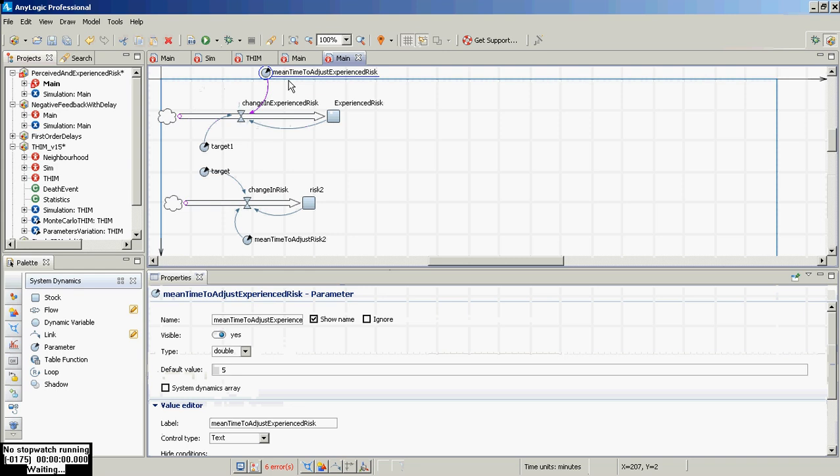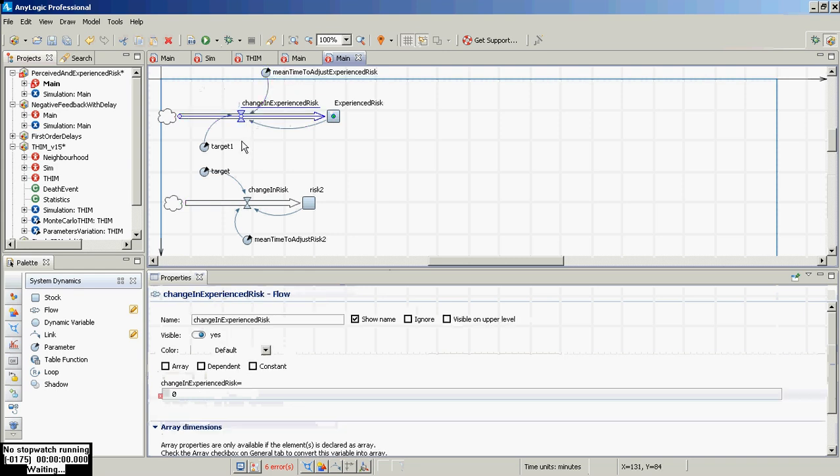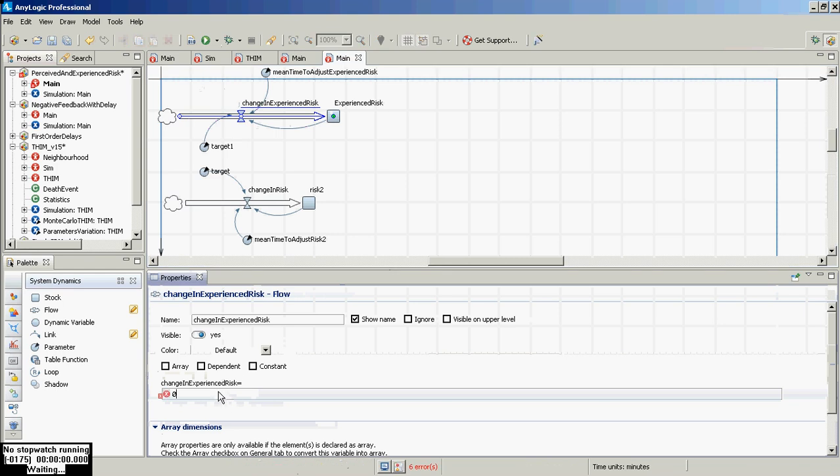Change in experienced risk, I'd like you to, so again, 1 for the initial value of experienced risk, 5 for this mean time to adjust. And ladies and gentlemen, what am I going to put into this inflow? Riddle me that. What's the formula? Good. Okay. It's going to be target 1 minus what? Experienced risk over mean time. Okay, excellent.